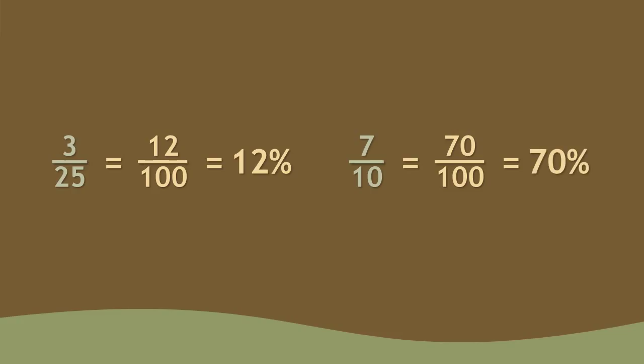Whenever you are working on your assignment and you are asked to turn a common fraction into a percent, the first thing I would do is take a look at the denominator. If it is a multiple of 100, then I would use this strategy of renaming it into a fraction that has a denominator of 100. That's going to be a really easy way for you to find the percent.